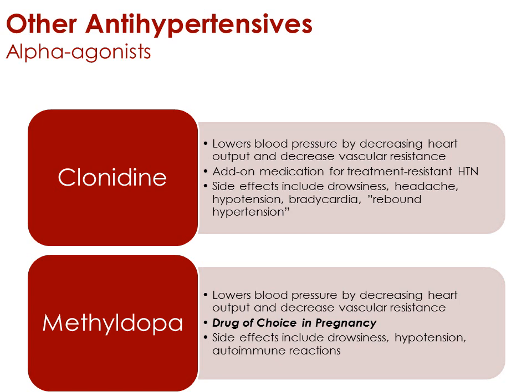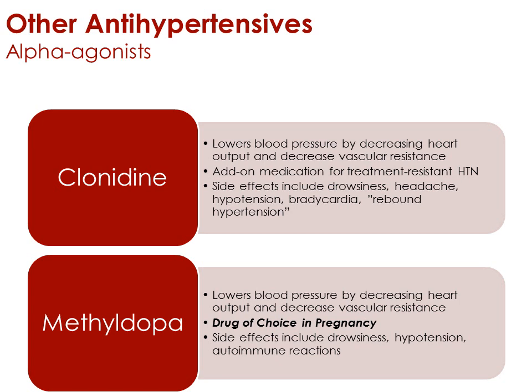Another class of antihypertensive medications is alpha agonists. These medications stimulate central alpha-2 receptors in the brain, inhibiting the release of norepinephrine and causing decreased sympathetic outflow. This results in decreased heart rate and vascular resistance, which leads to decreased blood pressure. Clonidine is an add-on medication for treatment-resistant hypertension. Side effects of this medication include drowsiness, headache, hypotension, bradycardia, and rebound hypertension. So it is important to counsel your patient on the importance of medication adherence.